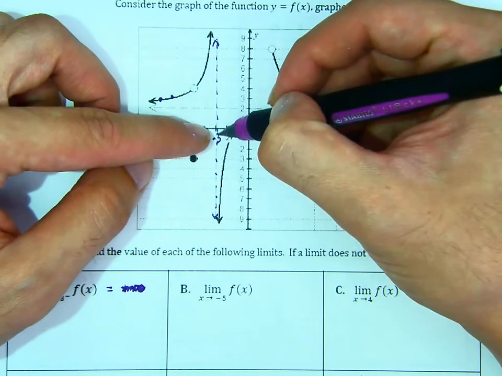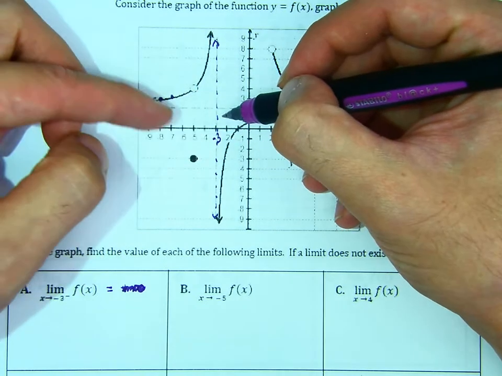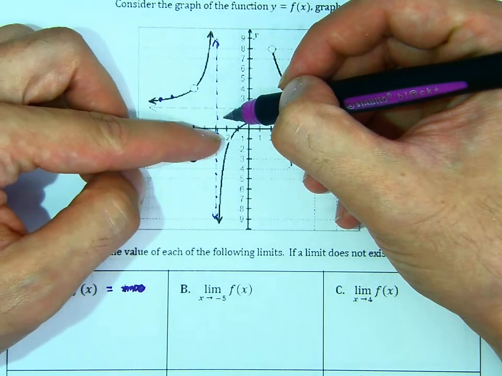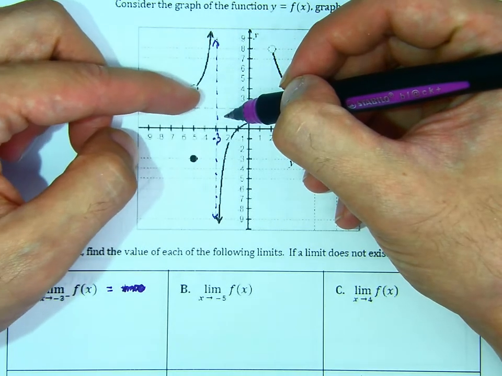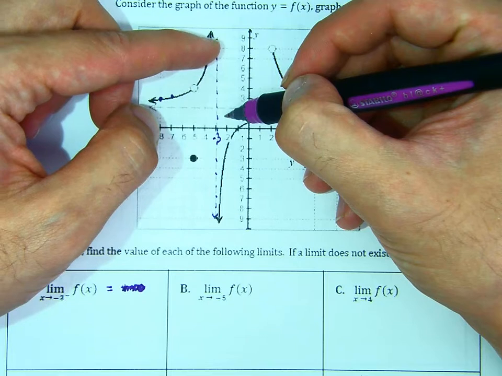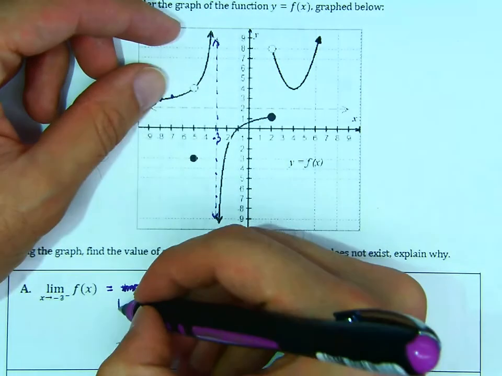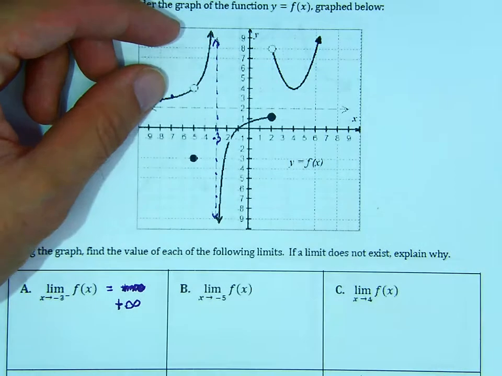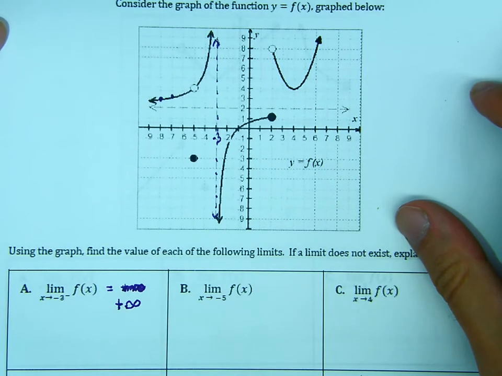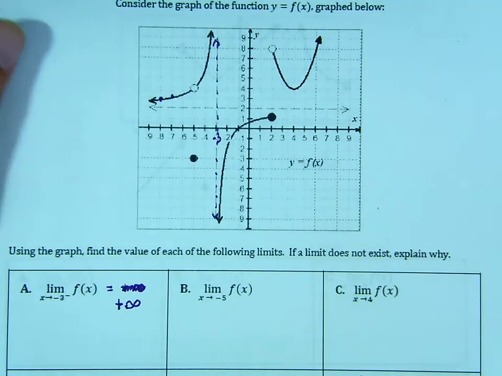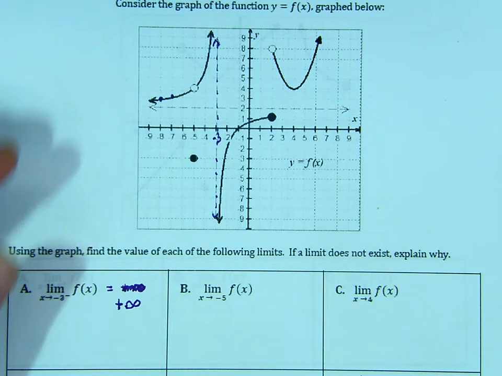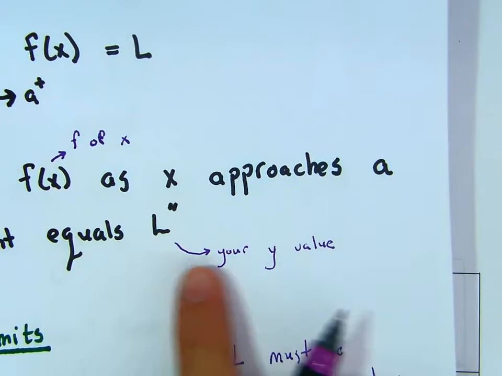But what happens at -3? Notice that as x is getting close to -3, what's happening to the y value? It's getting closer and closer to positive infinity. And that is the limit over here. But notice that we stated something very specific before, that L has to be a y value.